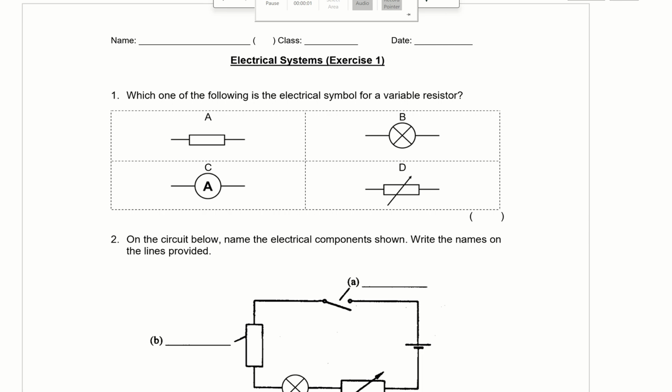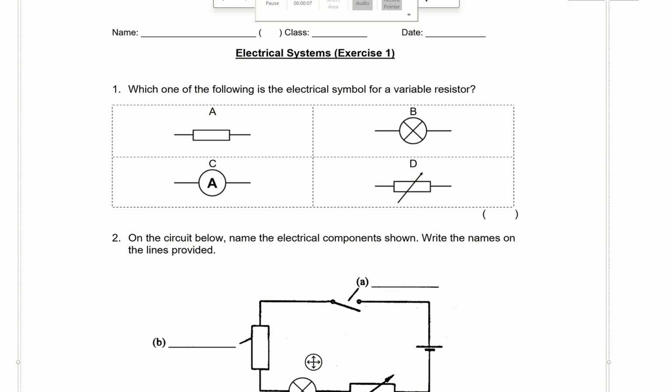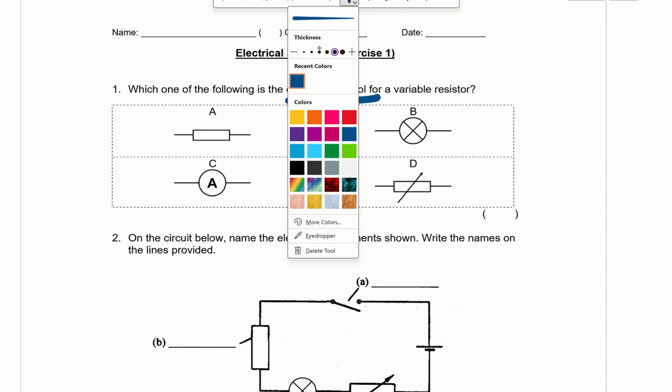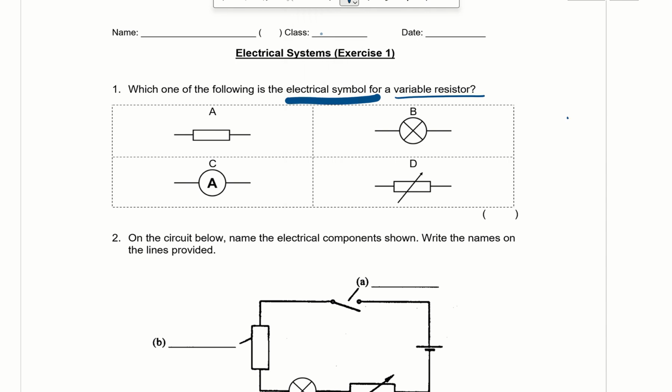Hey, for this video, we'll be going through electrical system worksheet exercise 1. So let's start. Question 1, which of the following is the electrical symbol for a variable resistor? For variable resistors, we also call it rheostat. And the answer is D.